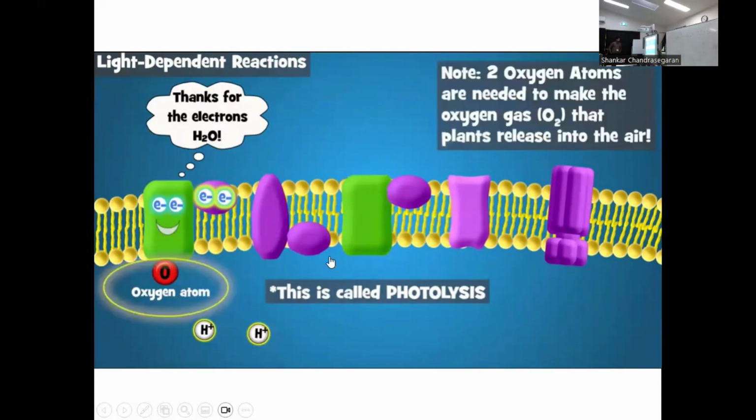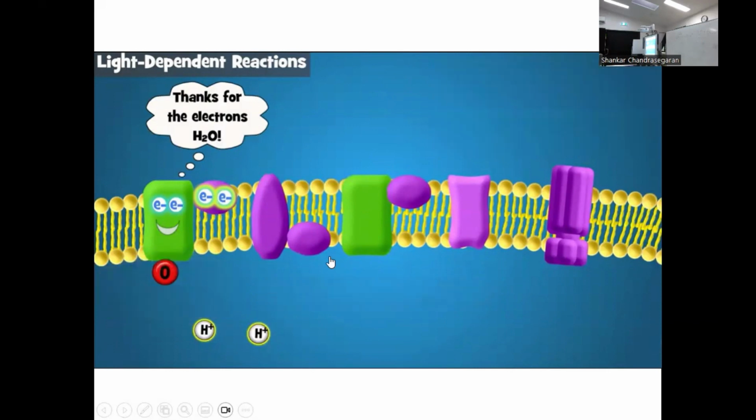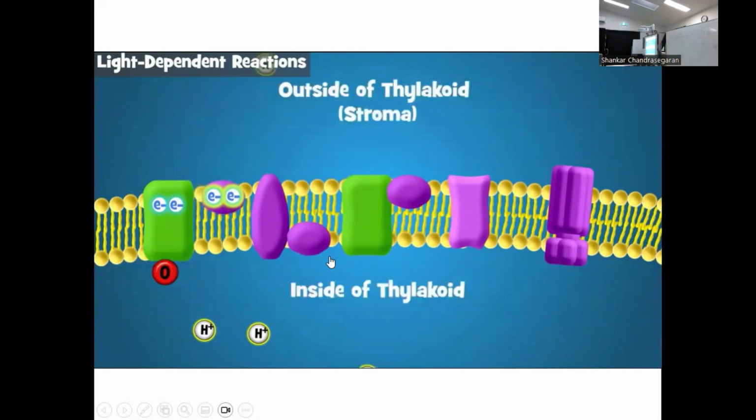You probably know that plants make oxygen when they do photosynthesis. This is where that oxygen comes from. Now, back to the electron transport chain. The electron transport chain transports electrons.